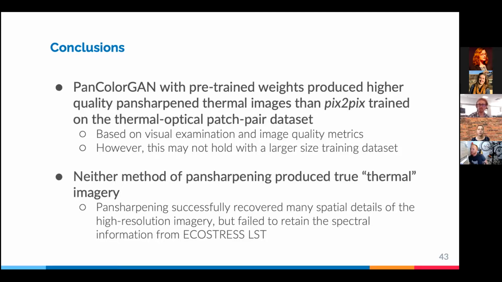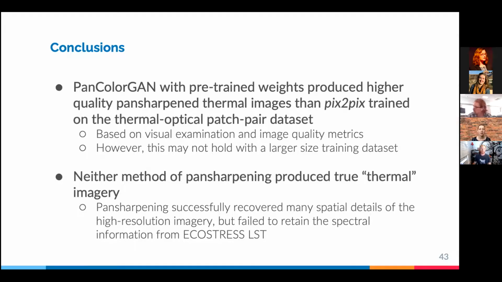This conclusion was based on my visual examination of a lot of sharpened patch pairs and also on the image quality metrics data that I shared. However, I'm not sure that this conclusion will hold with a larger training size. So if Pix2Pix was trained with a more representative and larger thermal optical patch pair data set, I would hypothesize that that would create higher quality results than the pre-trained one, just because it's picking up on more thermal consistencies between images. So ultimately, neither method of pan-sharpening produced true thermal imagery, which is why more work is needed on this to produce realistic results.